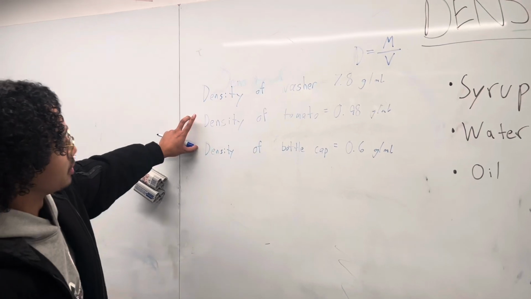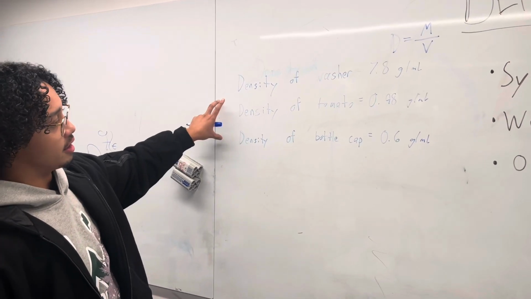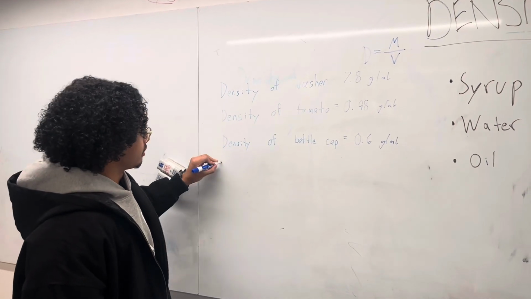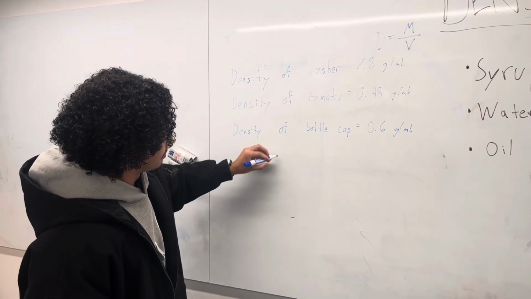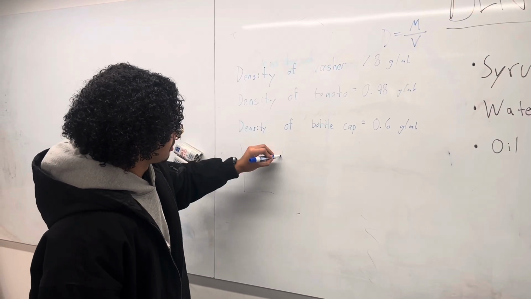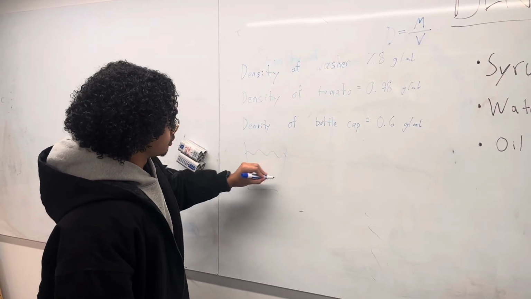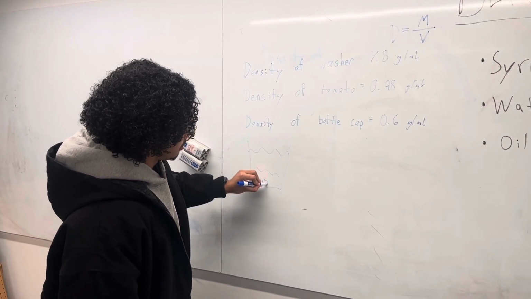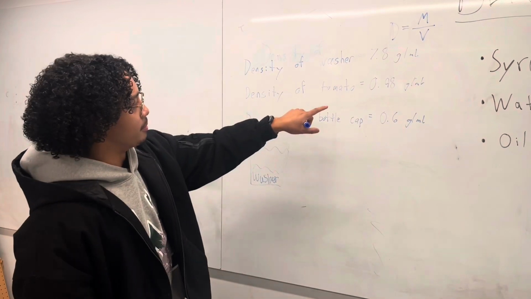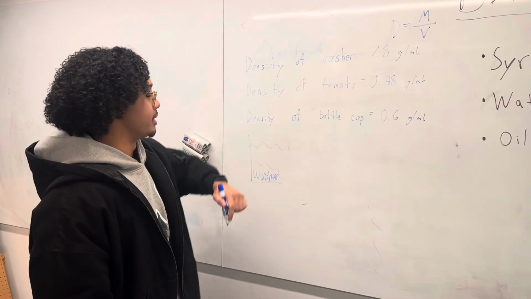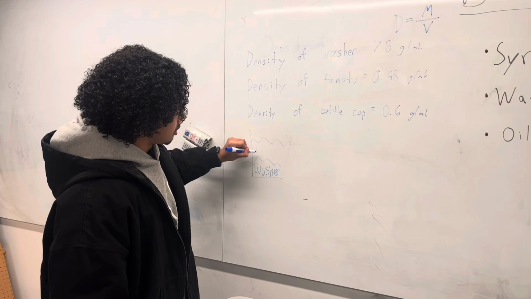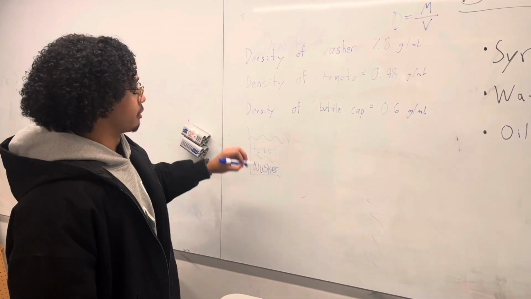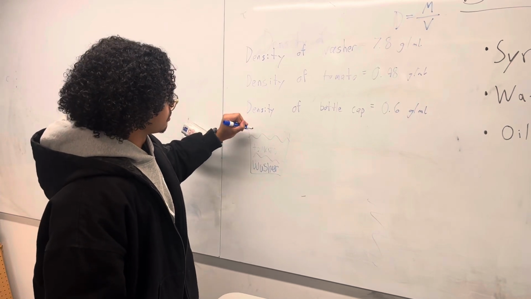So based on these numbers, we can also make a hypothesis, just like the last section of our video. So based on the washer, we can hypothesize that the washer is going to land with the syrup. Based on the numbers, we can also hypothesize that the tomato is going to land within the water. And then for our bottle cap, it will be set at the top with the oil.